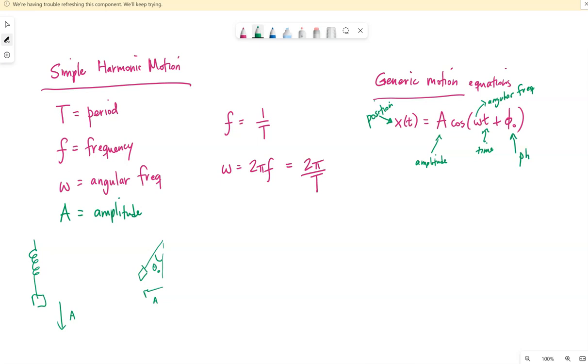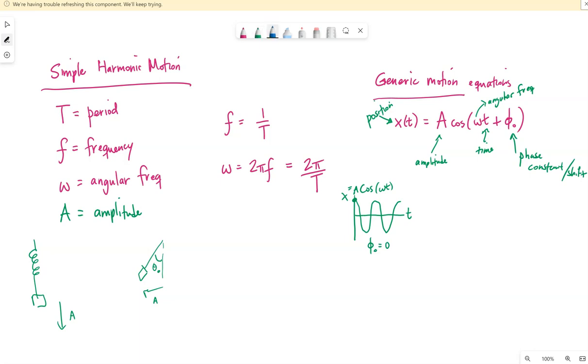Phi naught is a phase constant or a phase shift. If you remember, a cosine function starts at a maximum value, and then the object oscillates, moving towards equilibrium. So this is just a cosine omega t function. The position would be A cosine omega t. The phase shift would be 0 because it is not shifted from equilibrium.